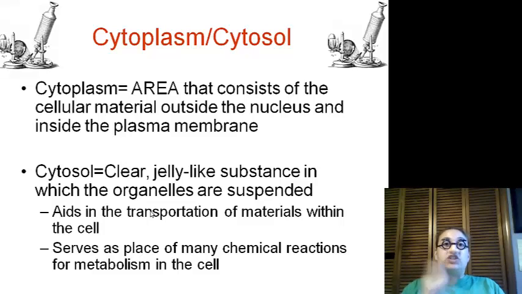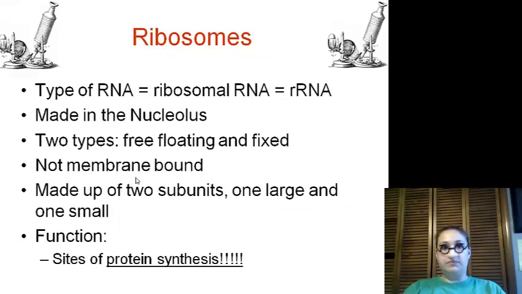Now, again, that jelly-like substance that is in the cytoplasm that sort of holds all the organelles in place and holds everything where they're supposed to be is called the cytosol. It is a clear jelly-like substance in which all the organelles are suspended, aids in transport of material, and serves as a place for many chemical reactions to occur, especially for metabolism inside of our cells.